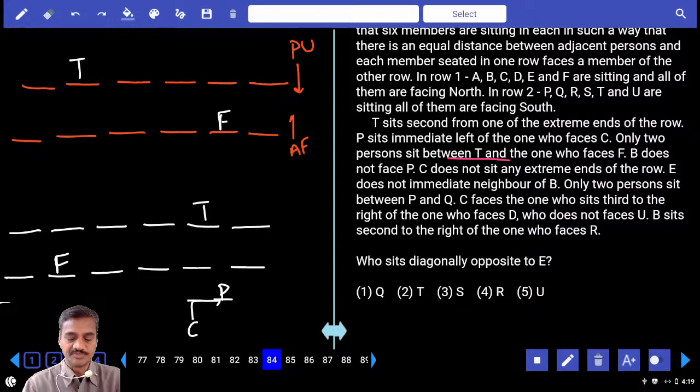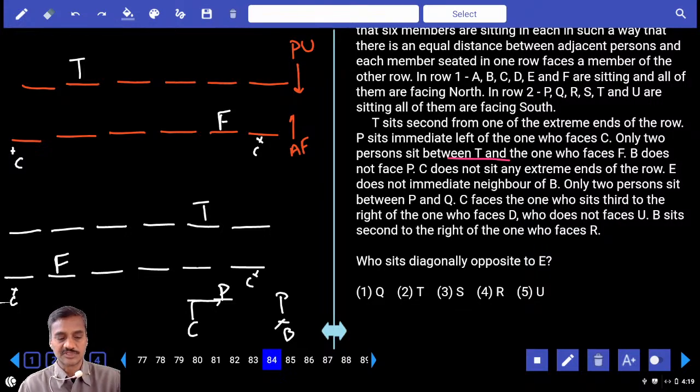B does not face P. P and B are not facing opposite to each other. And C does not sit at any one of the extreme ends of the row. C cannot be at any one of these places.